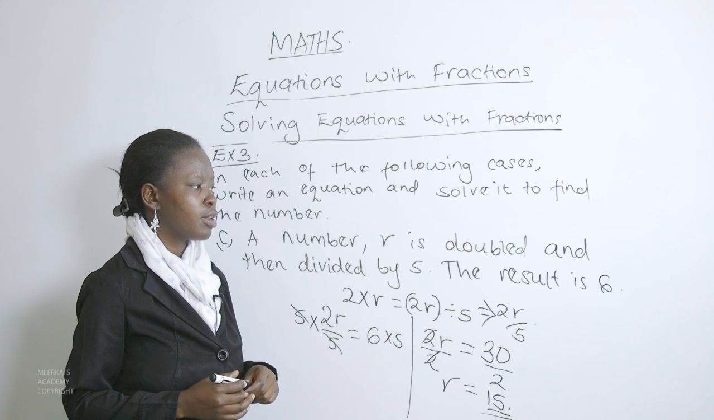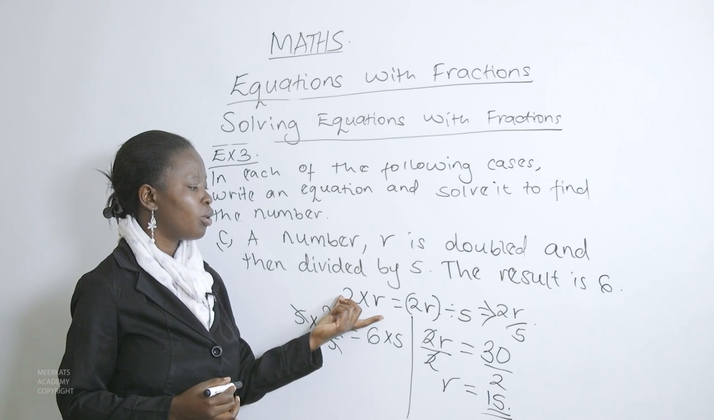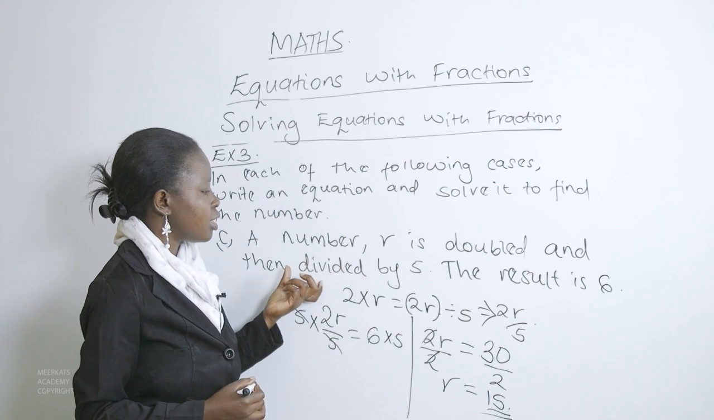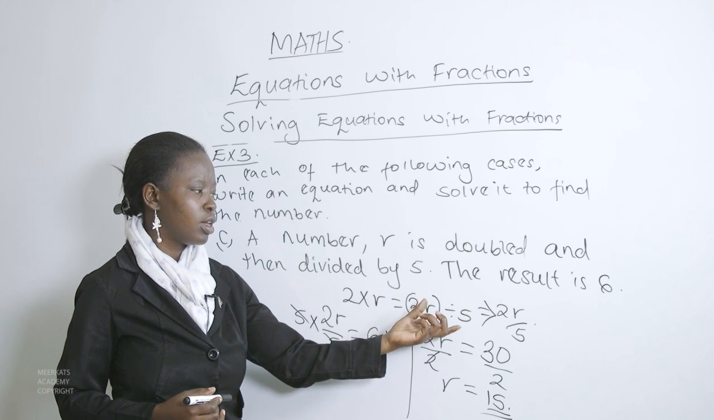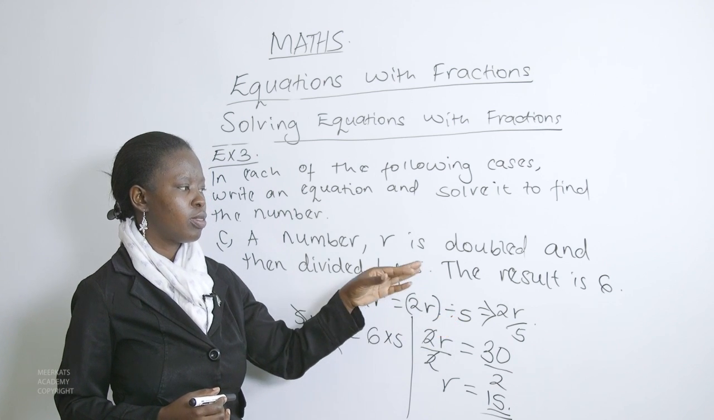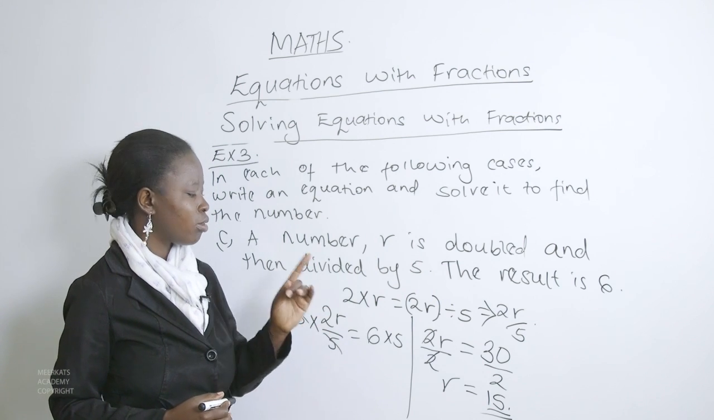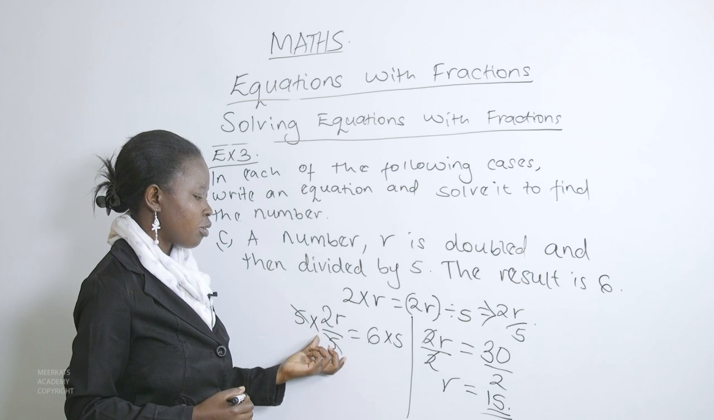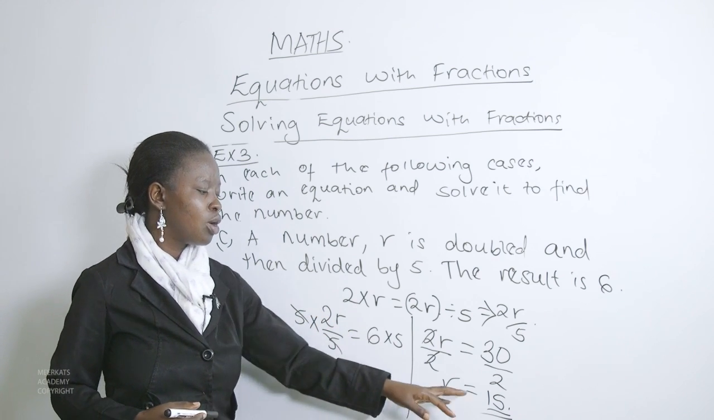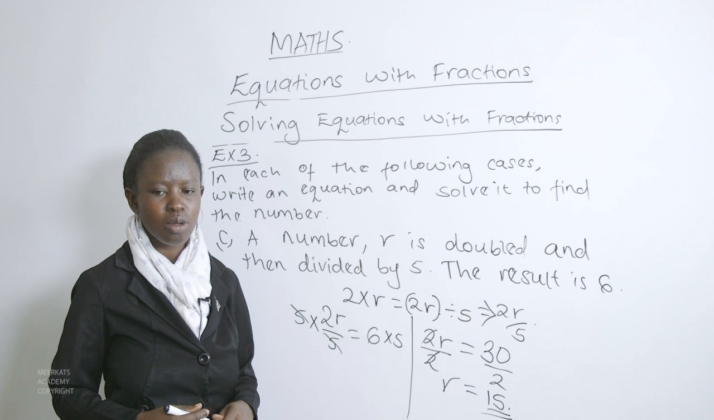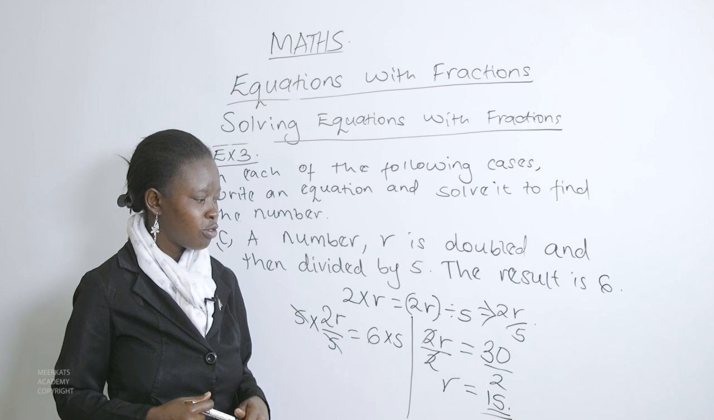That is, r is doubled. Doubling the number, it means we multiply by 2. Then it is divided by 5. That number that has been doubled is what is divided by 5. Then the result is 6. So forming the equation from that situation, we have 2r over 5 will be equal to 6. So solving this equation, we are obtaining that our value for r is 15.